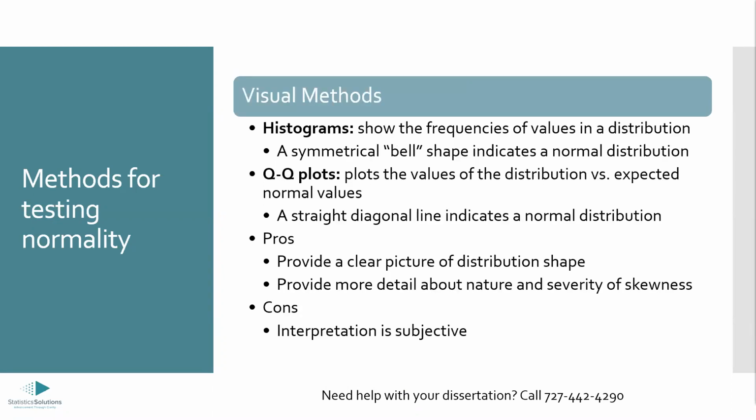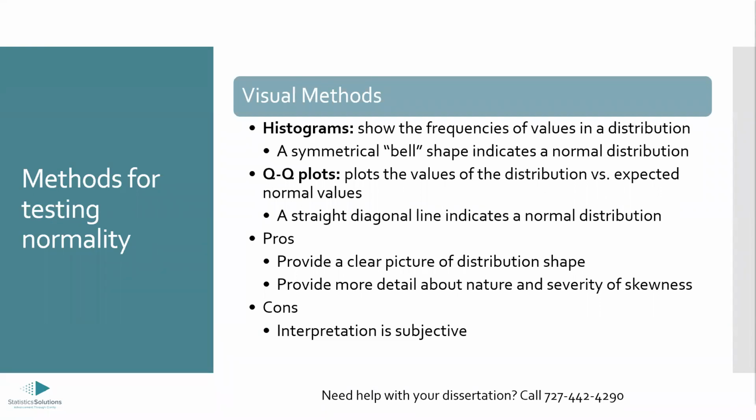So this is where visual methods come in. This is the last type of method for assessing normality. And there are 2 main visual methods that we can use. One is histograms, which is what we saw earlier, which shows us that bell shape. And so a histogram shows the frequencies of the values in a distribution. And if we see that those frequencies follow a symmetrical bell shape, then that indicates that the distribution is normal.